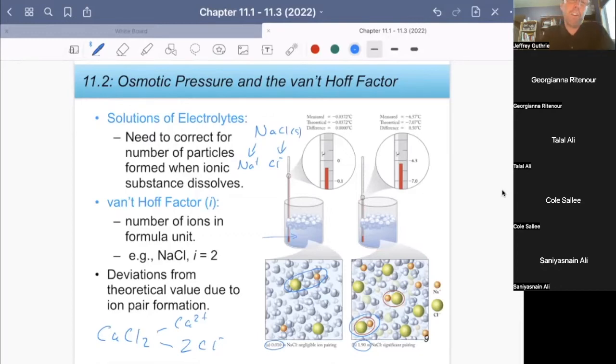Okay, so I guess I would qualify that. It can't be higher than 2 for sodium chloride, right? For calcium chloride, it can't be larger than 3. And that is because when the ions break up, like sodium chloride breaks up into 2 ions, they can't break up into more than that. So it can never be bigger than the theoretical value. It could only be a little bit less.